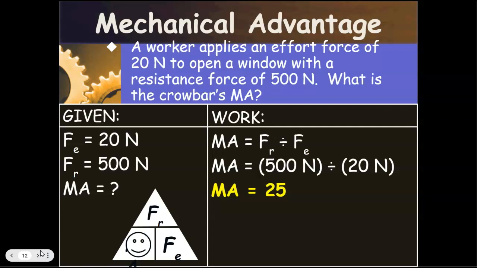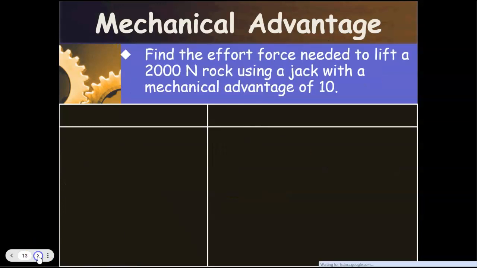Now remember, at this point we have learned how to calculate force, right? So if you had force and distance, you might have to calculate the force, but in this case we were given the actual force. And then just another quick example, find the effort force needed to lift a 2,000 Newton rock using a jack with a mechanical advantage of 10.